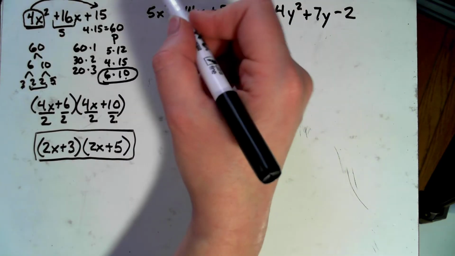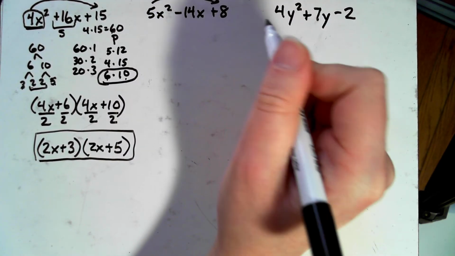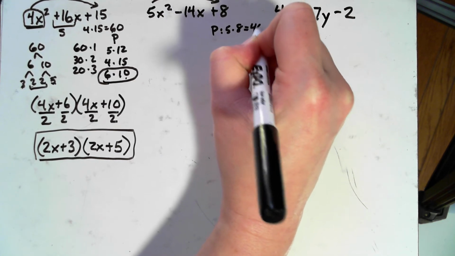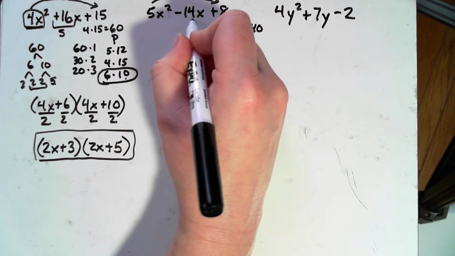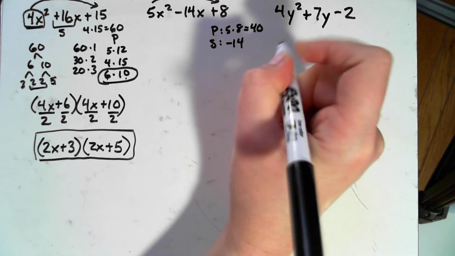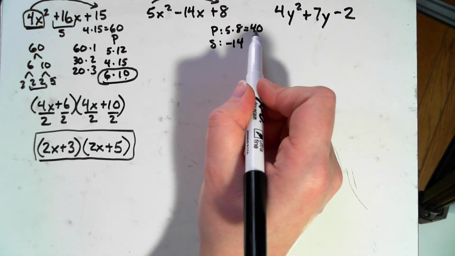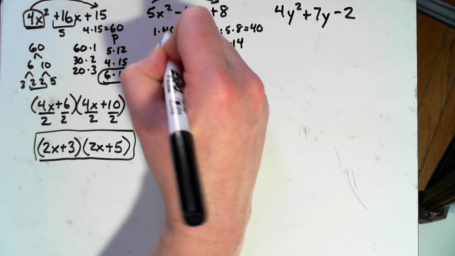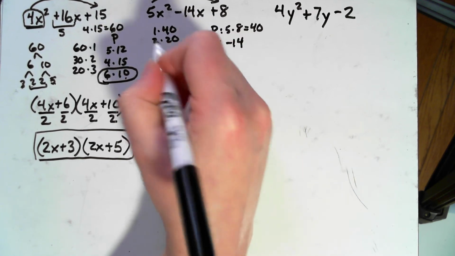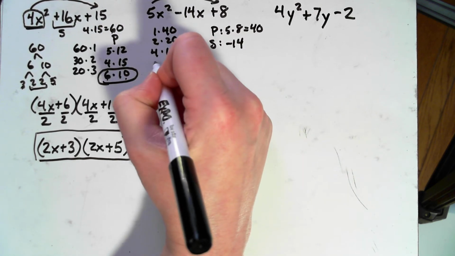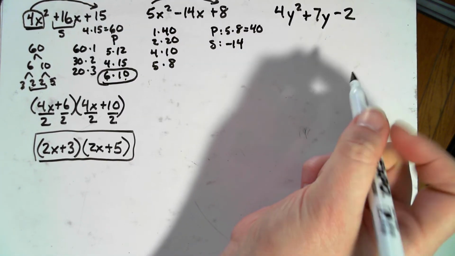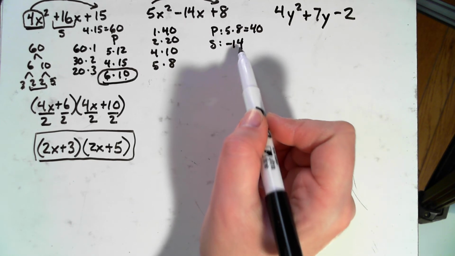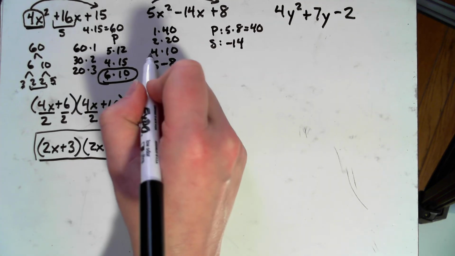Okay, let's do another one. Here I have 5 times 8 for my product. And my sum is going to be this negative 14. Okay, so things that are factors of 40 are 1 times 40, 2 times 20, and 4 times 10, and 5 times 8. Now notice my product is positive, meaning they have the same sign. My sum is negative, meaning that that sign is negative.